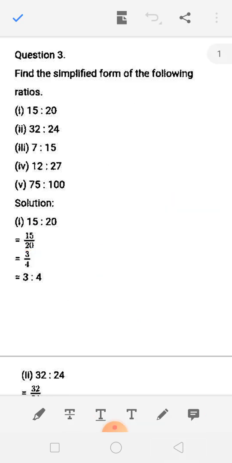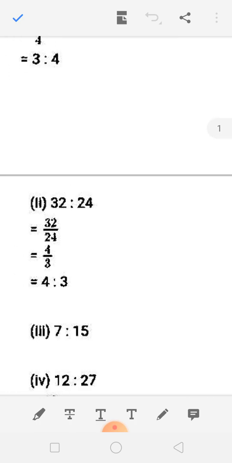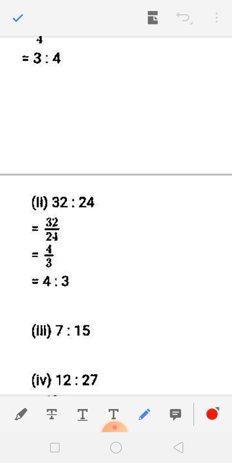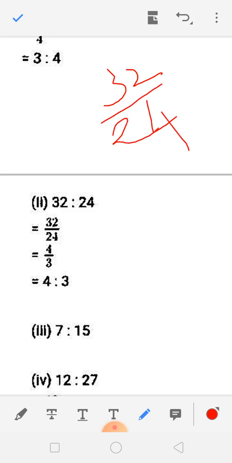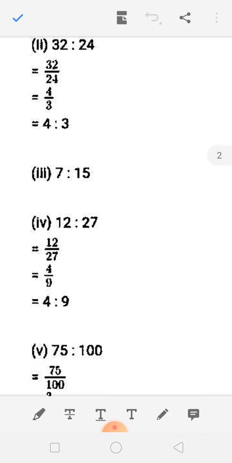Second question is 32 ratio 4. Sorry, 32 ratio 24. I write 32 divided by 24, and then I have to use the 8th table. 4 8s are 32, 3 8s are 24. So the answer is 4 by 3. I can write 4 by 3 as 4:3, so 4 ratio 3. Okay.